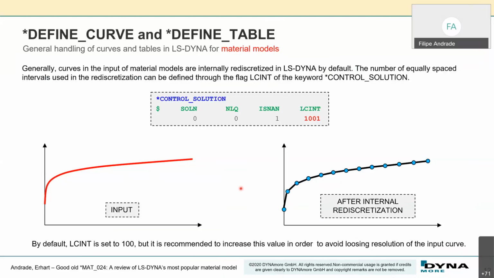There's this keyword in LS DYNA called control solution, and there's this flag called LC int. This is the number of intervals that you have here. The default is actually 100, but what we recommend is to increase that value. A typical value used is 1001. You can increase that value as much as you want, or decrease. In our experience, 1000 or 1001 is already a quite good value for most cases. So you can try using this.